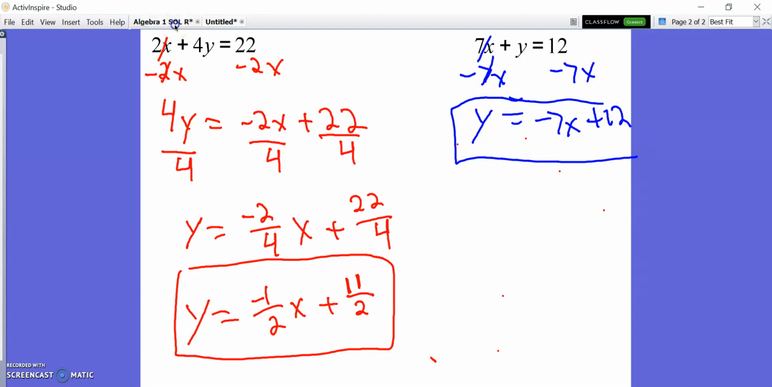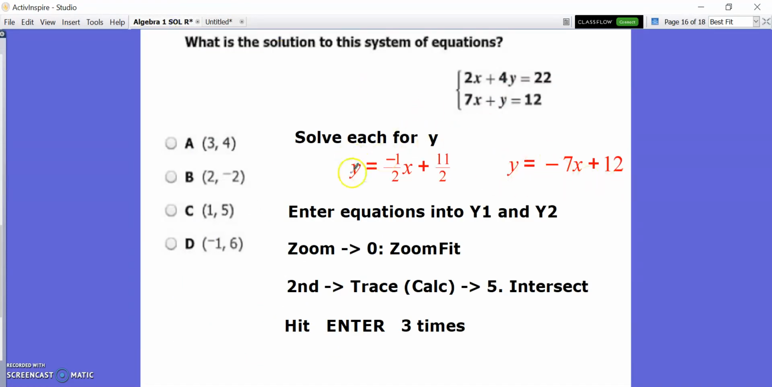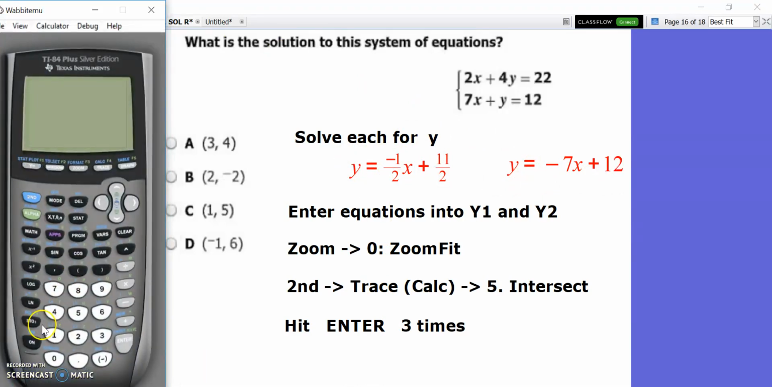And if we go back to this other page, that's what I have written right here. Okay. So the first thing we need to do is go ahead and graph that in our graphing calculator. So we need to graph both of them. So turn it on, go to y equals, and let's graph this one first.